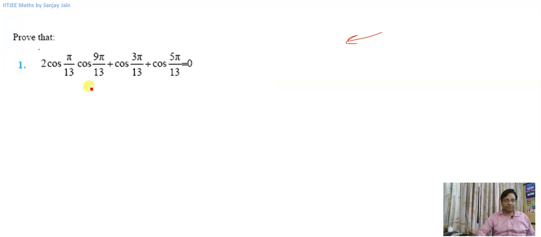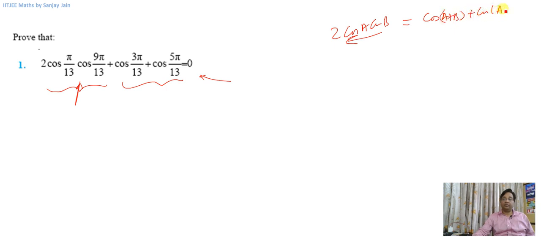Let us look at these miscellaneous questions now. So the first question here is this expression, and we need to prove that it is equal to 0. There are two ways to work on it. Either you can work on this formula, which is 2 cos A cos B, which we have applied so many times, cos A plus B plus cos A minus B. The other thing can be that you apply the CD formula on this expression here.